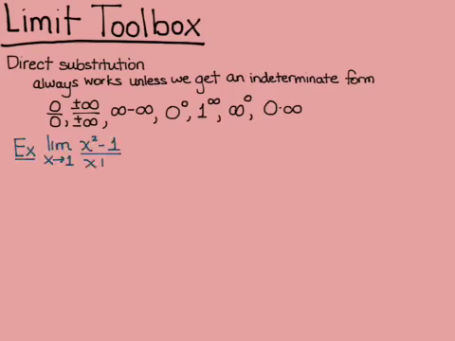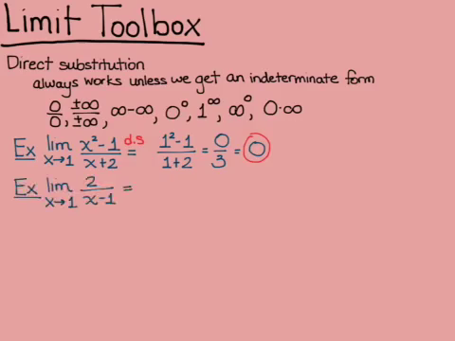For example, let's look at the limit as x goes to 1 of x squared minus 1 over x plus 2. If we try direct substitution on this problem, plugging in 1 for x, we end up with 1 squared minus 1 over 1 plus 2, which gives me 0 over 3, which is not an indeterminate form. It's equal to 0. Therefore, we're done.